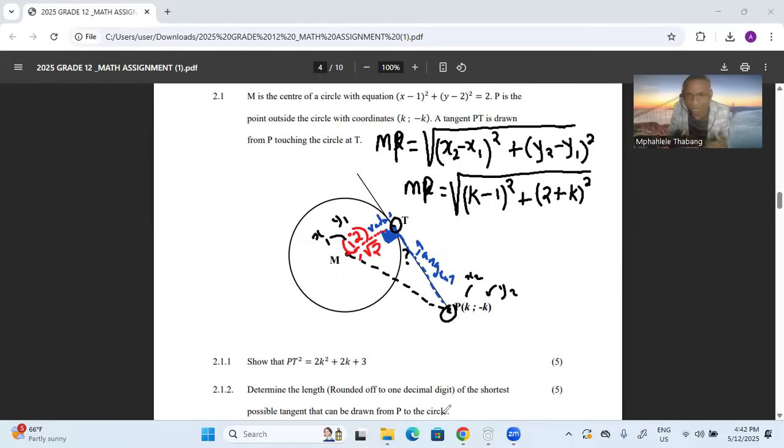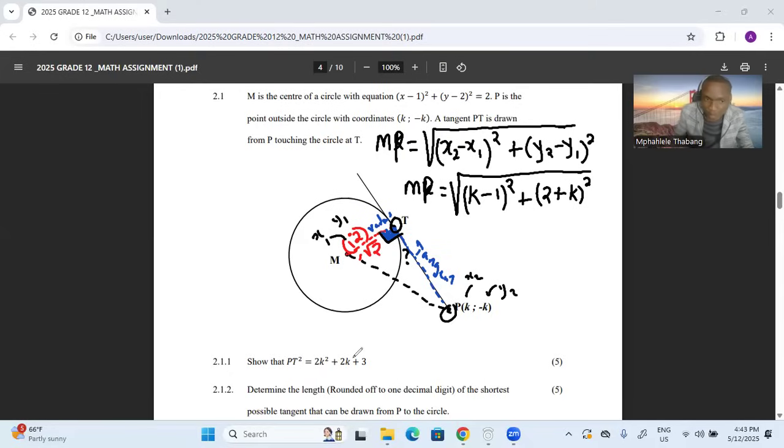We can try to manipulate the expression, but for now, I just want to leave it as it is. The length of MP is the square root of K minus 1 squared plus 2 plus K squared. So I have the length of MP and I have the length of MT, and I will try to find the length of PT. I'm going to use the theorem of Pythagoras to find PT, because the triangle MTP is a right angle triangle. If you are given two sides of a right angle triangle, you can use the theorem of Pythagoras.